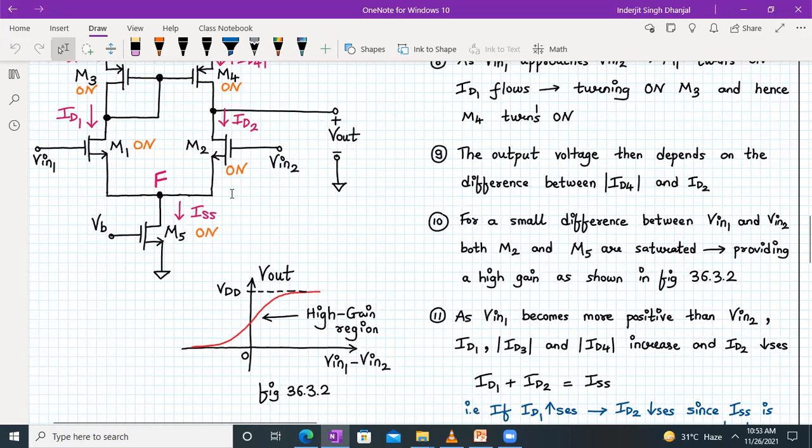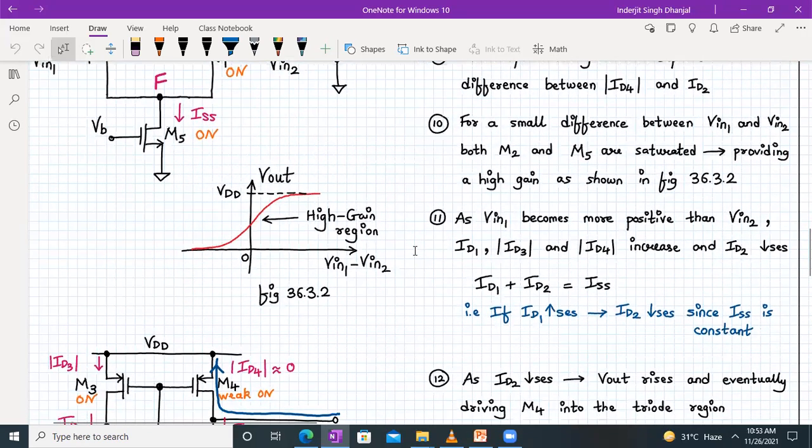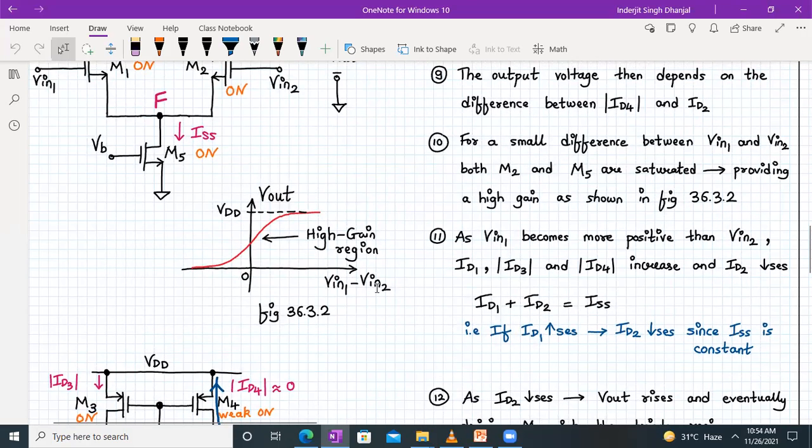And when they are saturated, that will provide your high gain at the output. So as you can see, as Vin1 minus Vin2 difference is very, very small, almost approaching zero, my gain will become higher and higher. Okay. So now what happens is, as Vin1 becomes more positive than Vin2, that means Vin1 minus Vin2 is becoming greater than 0.